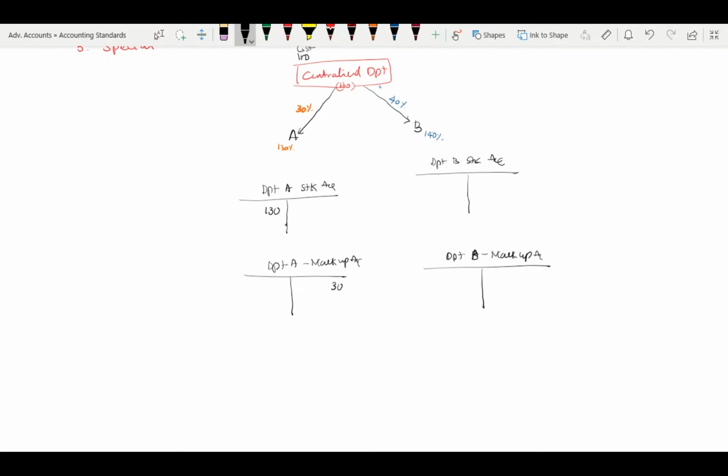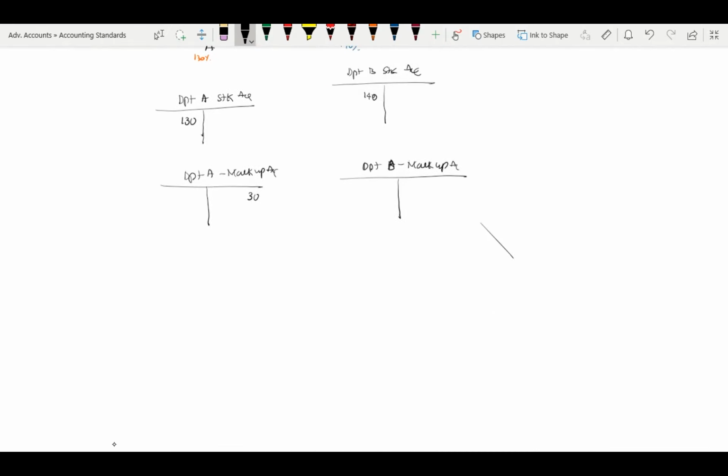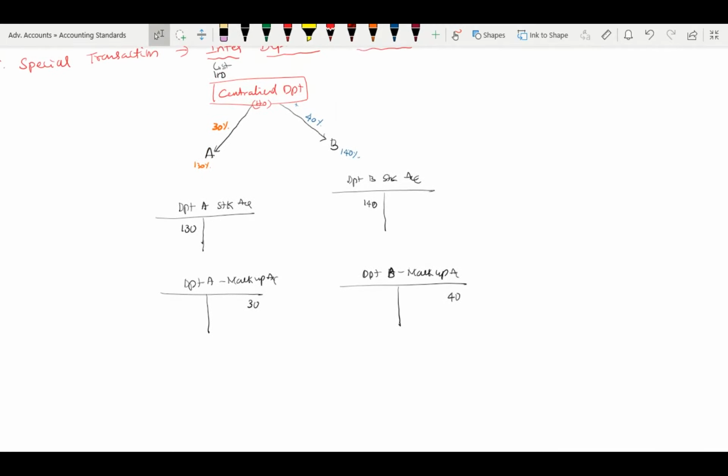Correct? Now suppose the goods are transferred to Department B, it would have been at 140, and its markup is 40. This is how it would have been recorded in a normal, independent transfer. Correct? Independent transfer. So now imagine, my dear friends, here it sells usually at this price. This is how it will run, 140, and this is how the markup will be.